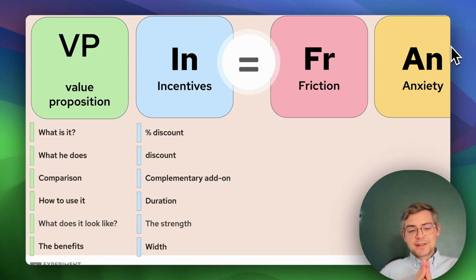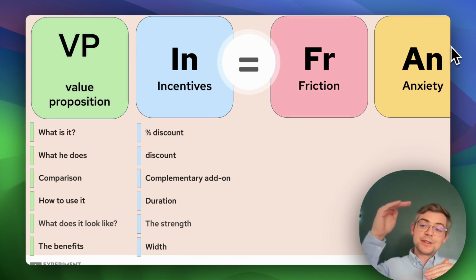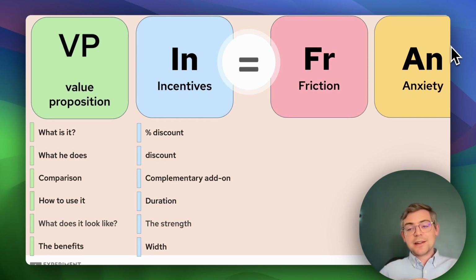After, you have the strength, which is basically, is it 20%, 50%, or 70% off? And after, we have the width, which is basically you've got 50% off only on the chair, or you have 50% on all the products of the website. So these are the different elements of the incentive that you can apply in the website.